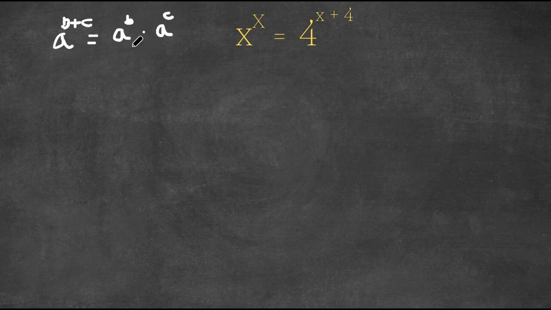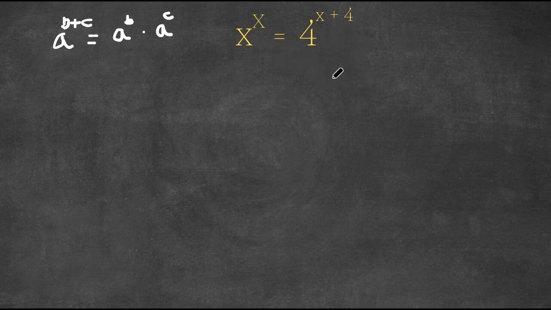So remember how when we're multiplying exponents, we add the exponents. Well, now all we're doing is we're reversing that. So we're bringing it back to its original form. So this is exactly what we're going to do with 4 to the power of x plus 4.